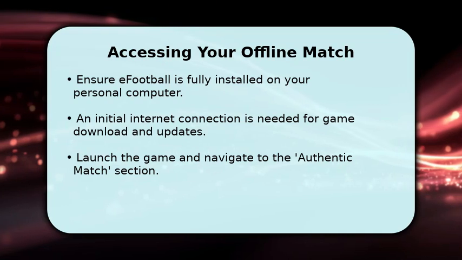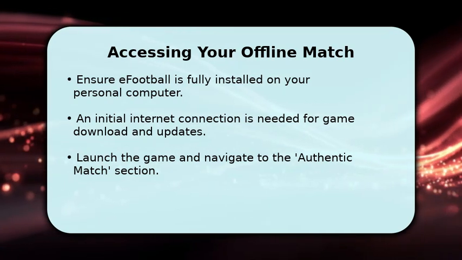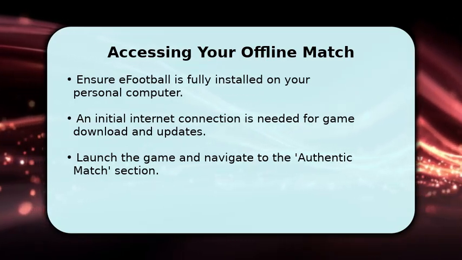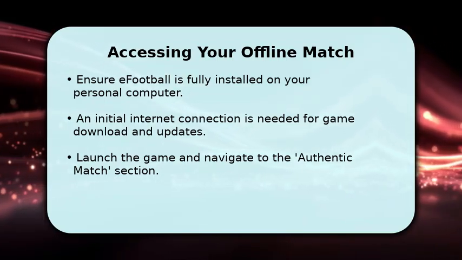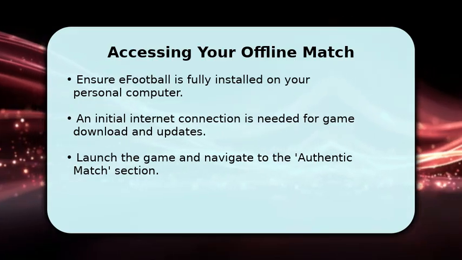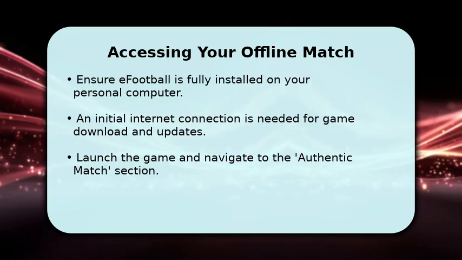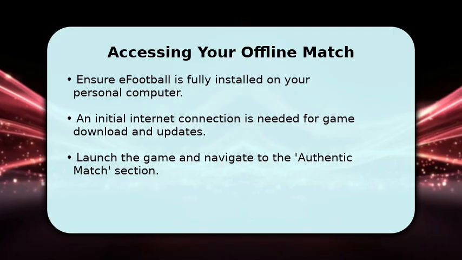To begin your offline match, first ensure eFootball is fully installed on your PC. You will need an initial internet connection for the game download and any necessary updates. Once that is complete, launch the game. From the main menu, navigate to the Authentic Match section, typically found in the bottom left. Within this section, select the Trial Match option to set up your game. This is your gateway to playing without an active internet connection.